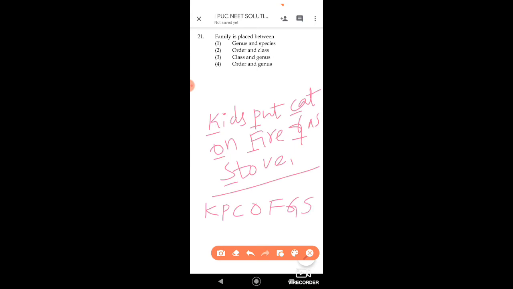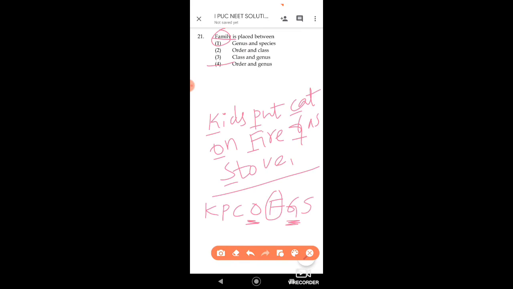Now we are talking of family. Family is placed between order and genus. Which is the answer you have to go for here? Option 4, order and genus. So family is one of the 8 major hierarchical taxonomic ranks in the Linnaean hierarchy. Are you getting my points, children?